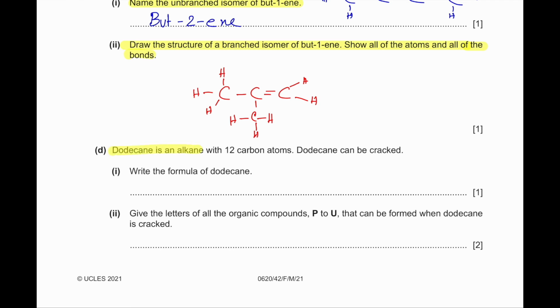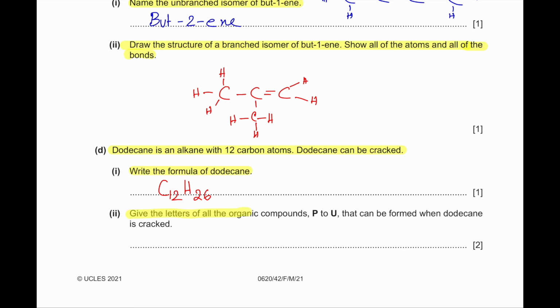Part D. Dodecane is an alkane with 12 carbon atoms. Dodecane can be cracked. Write the formula of dodecane. So C12, it's an alkane. So the general formula is CnH2n+2. So 24 plus 2, so 26. C12H26.